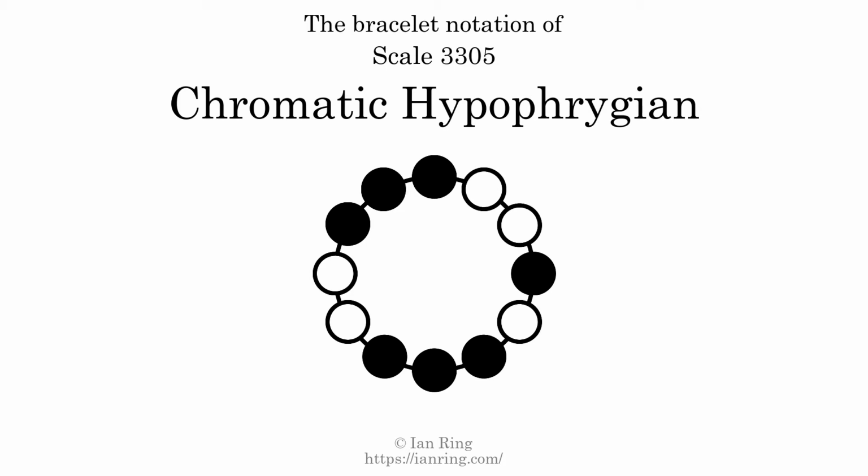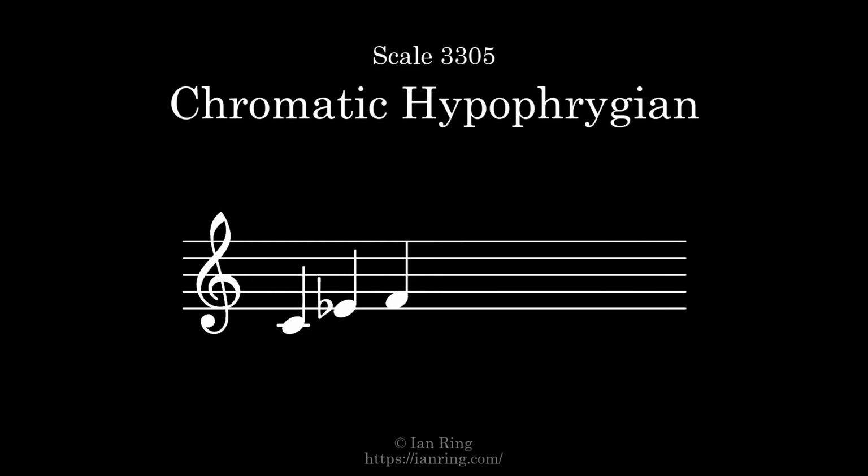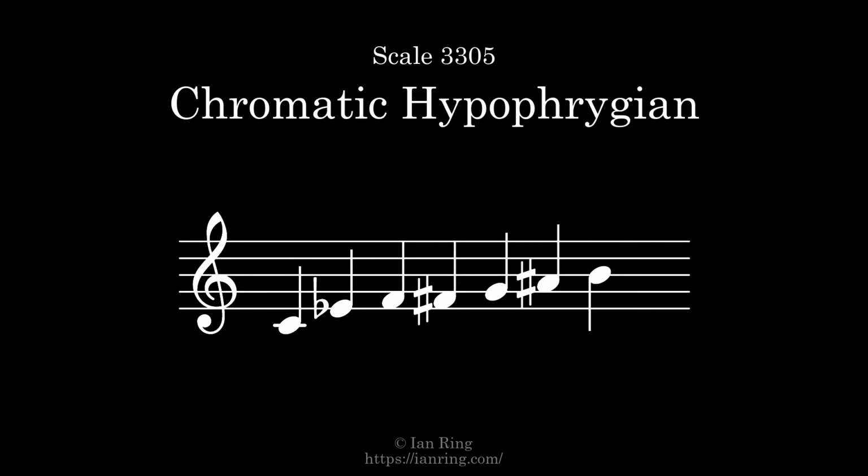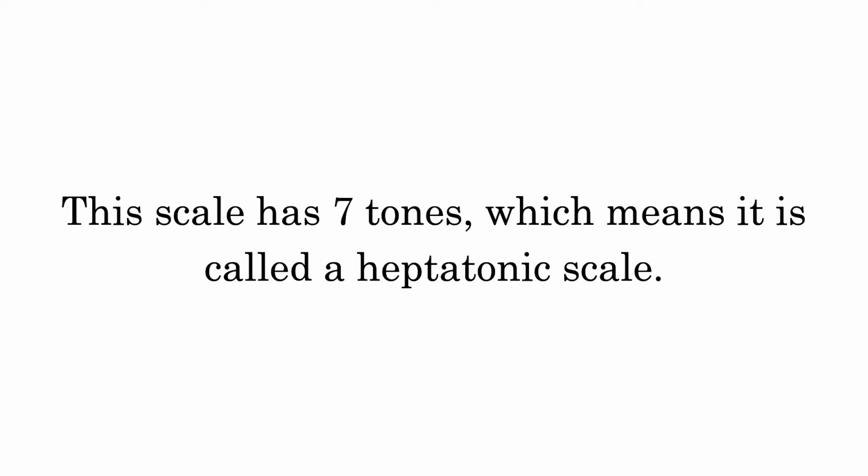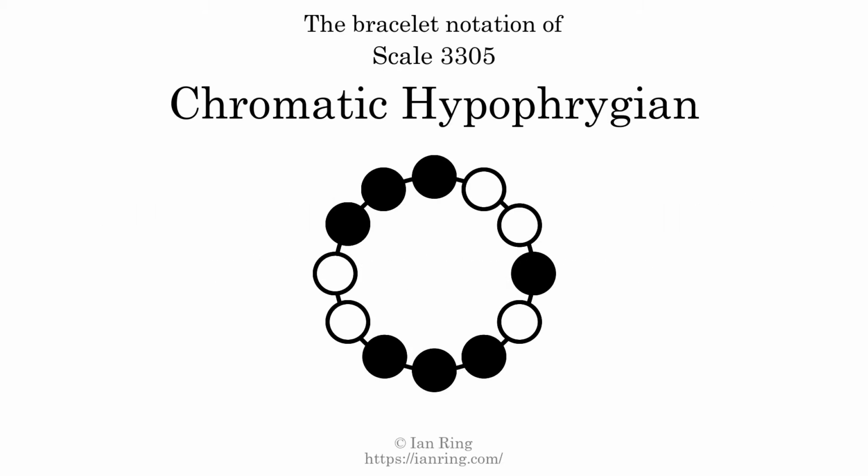3305, Chromatic Hypophrygian, which sounds like this. This scale has 7 tones, which means it is called a heptatonic scale. This is a bracelet notation diagram of scale 3305. The shaded circles represent tones that appear in the scale, and they are read clockwise, starting at the top.